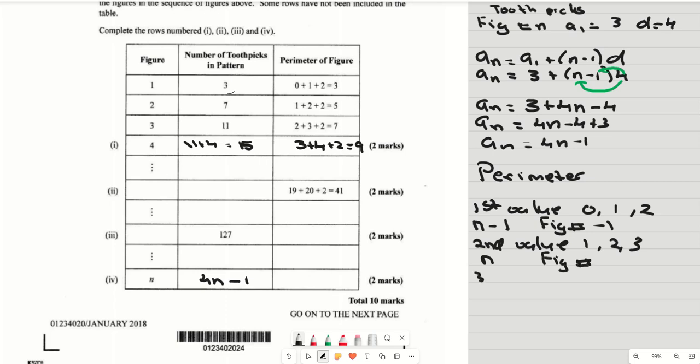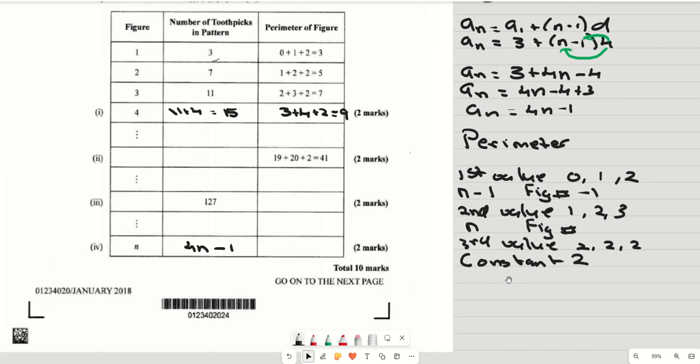Your third set of values is 2, 2, 2, and you see that it is the same throughout, so it is a constant of 2. And then your last set of values is actually the addition of these, or you can see that it is increasing by 2. The difference between 3 and 5 is 2, and 5 and 7 is 2, 7 and 9 is also 2.